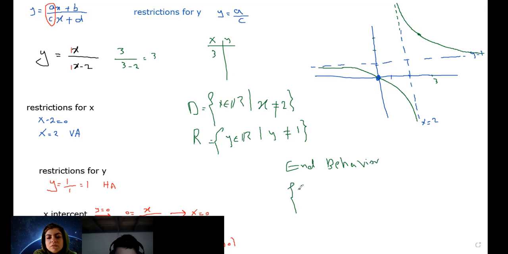When x goes to positive infinity, what do you think the y goes to? Anyone can tell me?